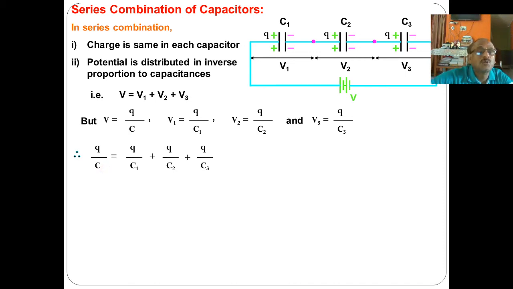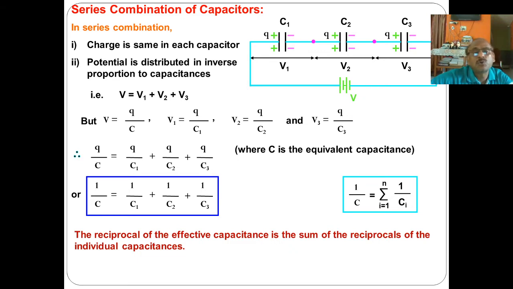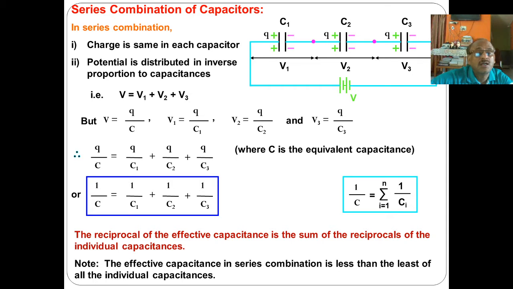Here Q is common on both sides, so it cancels out. Then we will get 1 by C equal to 1 by C1 plus 1 by C2 plus 1 by C3. That means the reciprocal of the effective capacitance is the sum of the reciprocals of the individual capacitances. And remember, note down here, the effective capacitance in series combination is less than the least of all individual capacitors. If we take two capacitors of 1 farad and 2 farad capacitance connected in series, the net capacitance will be less than the least, here the 1 farad.